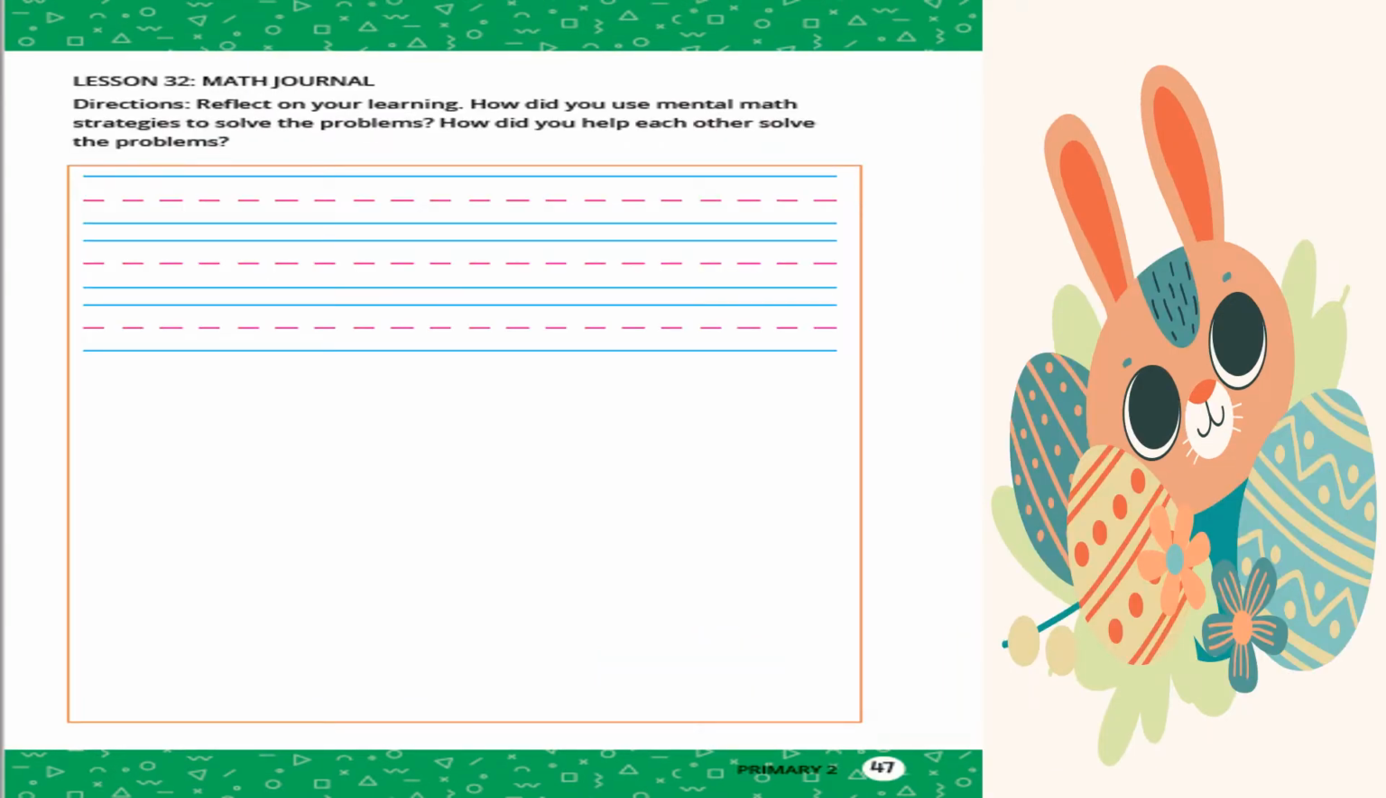Let's move to math journal. Reflect on your learning. How did you use mental math strategies to solve the problems? How did you help each other solve the problems? Now we have two equations and we will use two strategies to solve them.